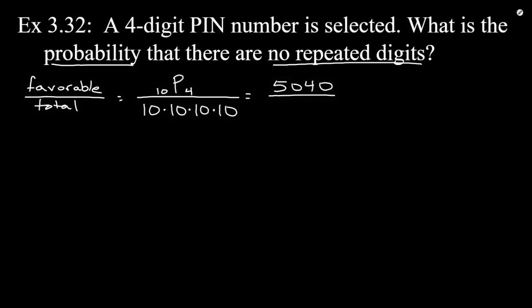Then 10 raised to the fourth power for the bottom is going to be 10,000. And we just divide those two to find the probability. So 5,040 divided by 10,000 gives us 0.504. So there is just a little bit over a 50% chance that there are no repeated digits if we would randomly select a 4-digit PIN number.